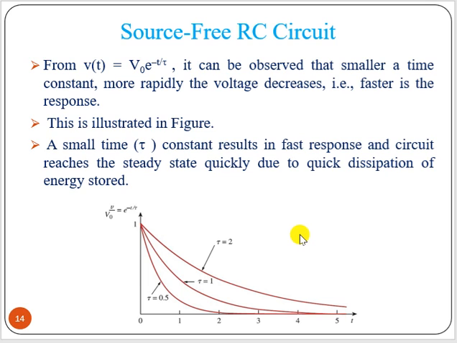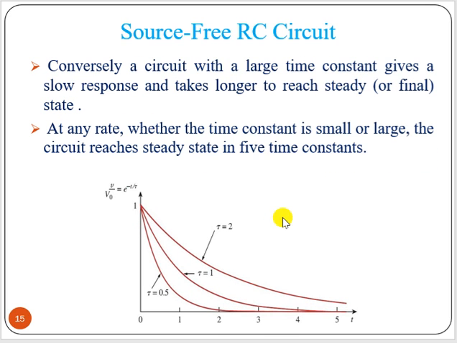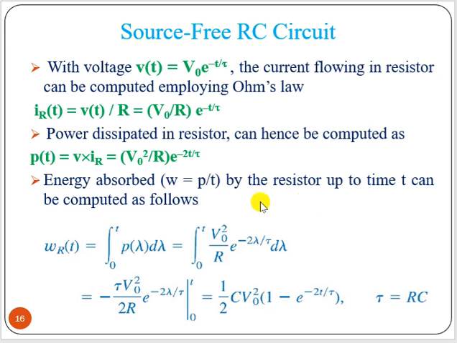Now from this equation, V(t) equals V0 e to the power minus t by tau, it can be observed that the smaller the time constant, that is the smaller tau is, the more rapidly the voltage decreases and the faster the response. That is, when tau equals 0.5, it decreases faster and reaches its steady state or zero value faster than with a higher value of tau. So this is the point.